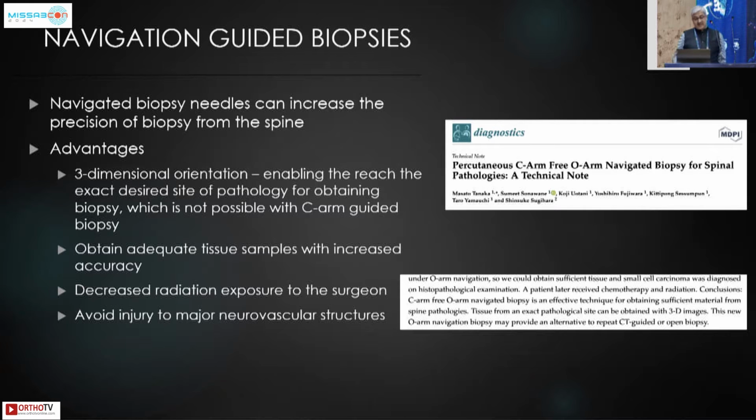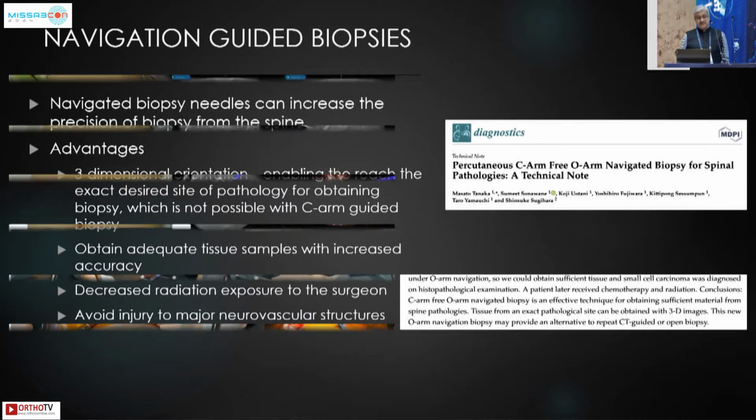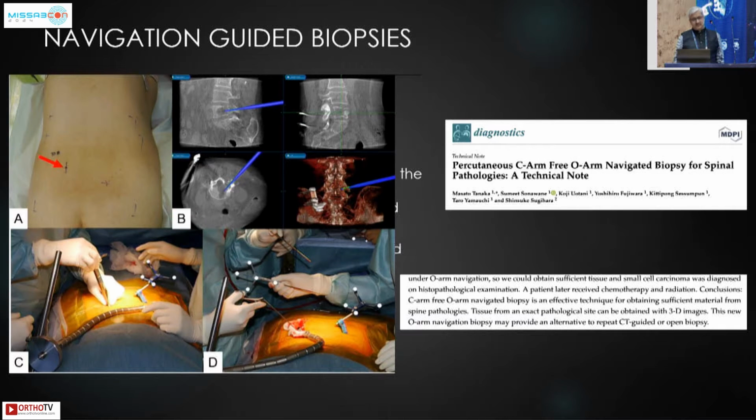With a navigated biopsy, it can give us a three-dimensional orientation, enabling us to reach the exact desired pathology and obtain adequate tissue with decreased radiation and avoid injury to the major structures. Just an example of taking a biopsy from a lytic lesion at L5 with great accuracy.